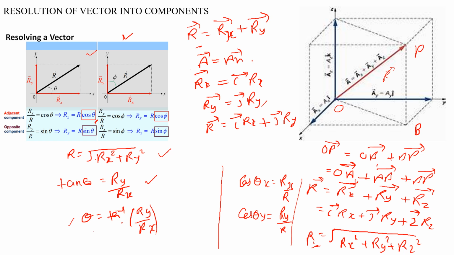So we define cos theta x is equal to rx over r, cos theta y is equal to ry over r, and cos theta z is equal to rz over r. These are also called the direction cosines of a vector. So now this is the resolution of a vector into components.